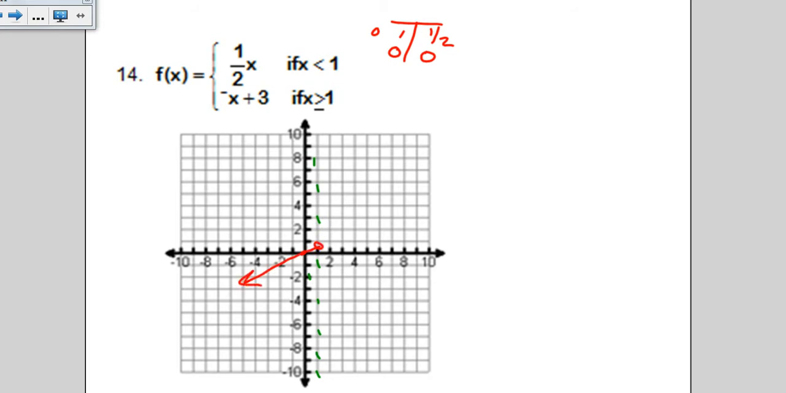Okay, let's do the same thing for our bottom function. I'm going to make myself a little t-table. If I plug in a solid circle for the boundary line, if I plug in a 1, I get negative 1 plus 3, which is a 2.